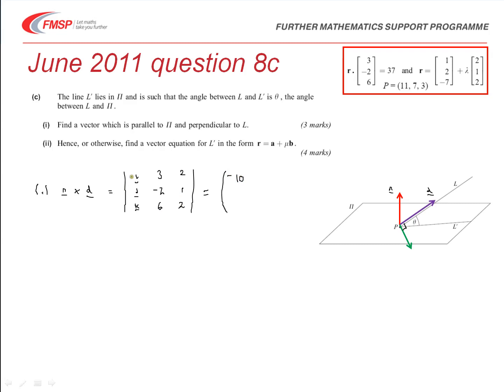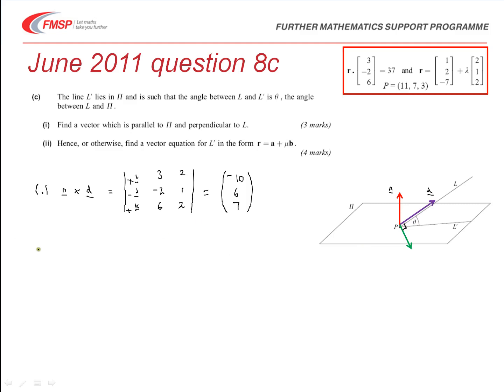To get the j's, remembering it's plus, minus, plus from the grid, it's going to be the determinant of the 3, the 2, the 6 and the 2. So it's 3 times 2 is 6, take away 6 times 2, that's 12. So 6 take away 12 is negative 6, but you've got the negative in the front, so that's positive 6. And then for the k's, it's 3 times 1 minus 2 times negative 2, so that's going to be plus 4, which gives you an answer of 7. So this is the vector in the plane, which is going to be perpendicular to D.